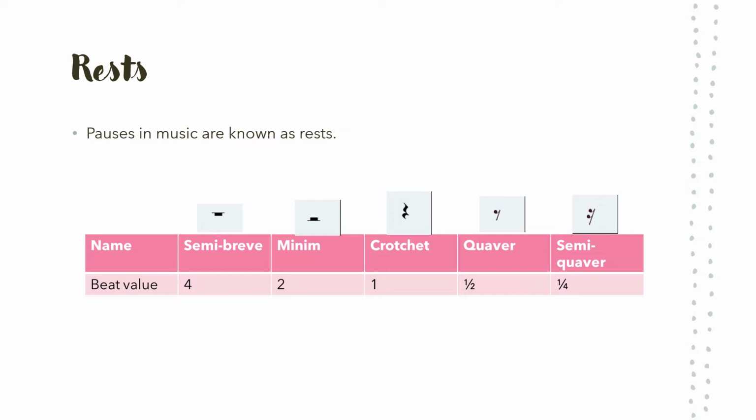I always call it an upside down chocolate bar, but it goes on the middle line, and the black square is underneath that line. A minim rest has a beat value of 2 and the chocolate bar goes above the line, and then a crotchet rest looks like a wiggly worm, and a quaver and semiquaver rest look like the flags of the notes. So you can remember the quaver has 1 flag and a semiquaver has 2.